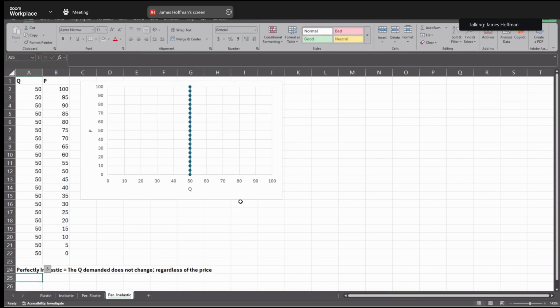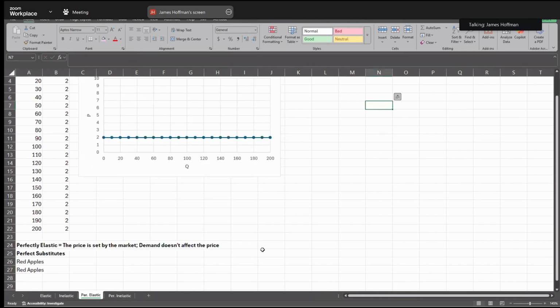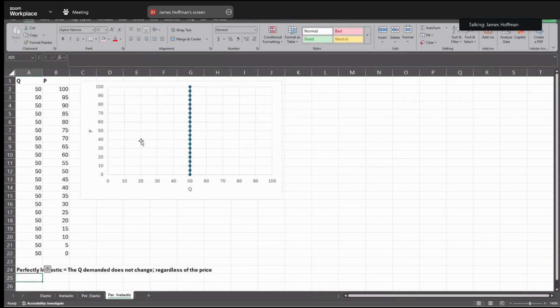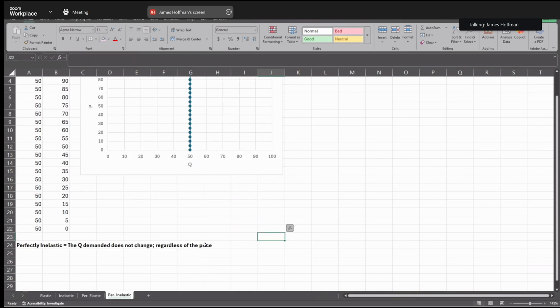Okay. So the way to think of it is, elastic, there's a bigger response in demand than in price. Inelastic, there's a smaller response in demand than in price. Perfectly elastic, there's a 100% change. Right? If you increase the price, everyone leaves. And perfectly inelastic, it doesn't matter what the price is, the quantity demanded is the same. So if there's 50 consumers, the price could be $40, $50, they're all going to buy it because of the nature of this curve.